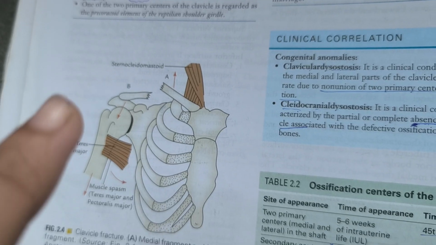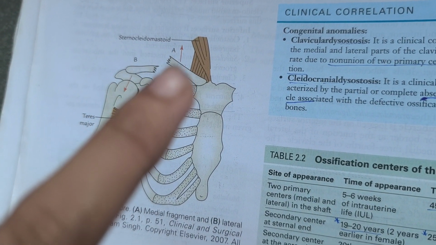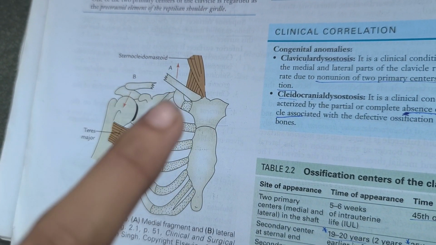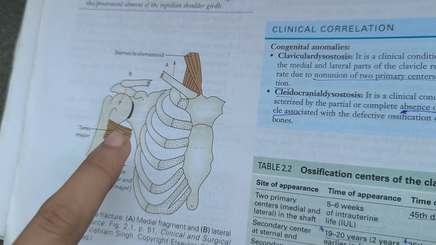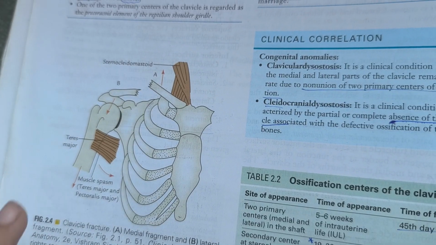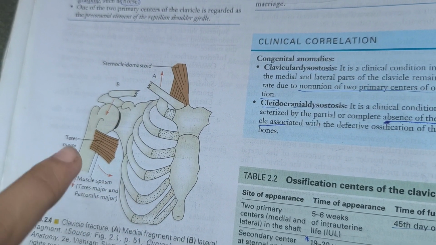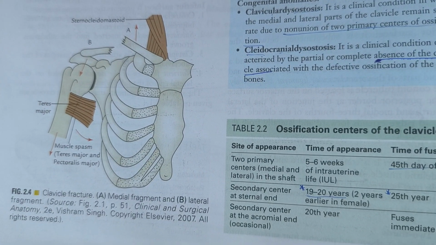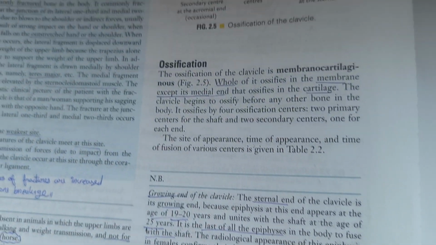So this is how the fractured clavicle appears. The sternocleidomastoid pulls it upwards, so the medial 2/3 is pulled upwards, whereas due to the weight of the limb, the lateral 1/3 is put below, and the adductor, the teres major, pulls it medially. So this is how it appears.